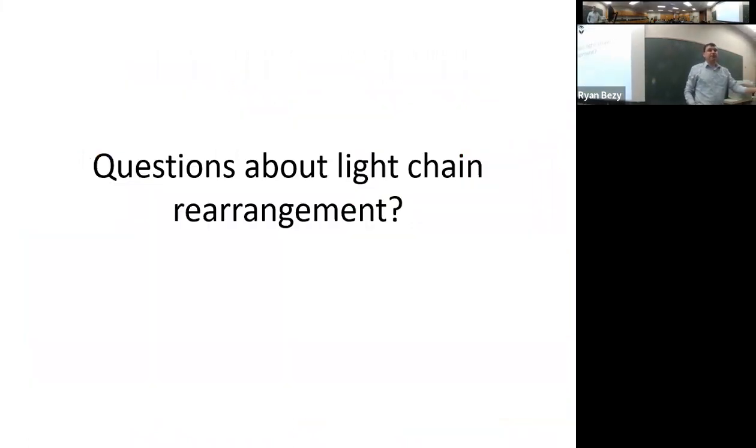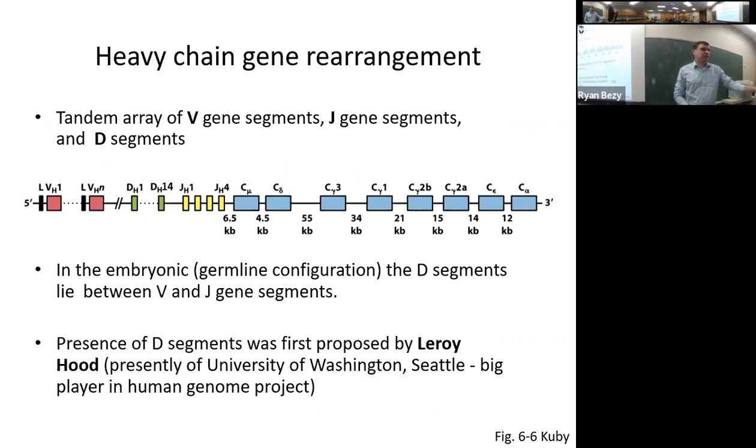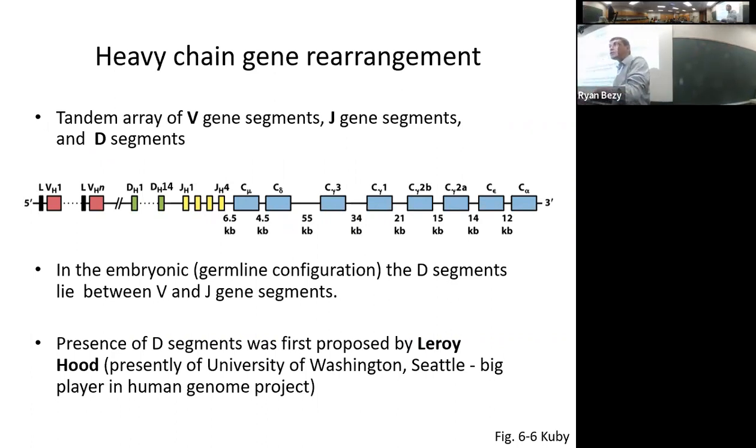All right, questions about that light chain rearrangement? Okay, by the way, heavy chain rearrangement, just to go through this real quick. I'm going to pick back up with this tomorrow. But it's the exact same thing, except now, instead of just V and J segments, you have V, D, and J gene segments. So this is a good spot to take a break, actually. We'll pick back up with this tomorrow, because it's going to be the same thing. So it's a nice review.